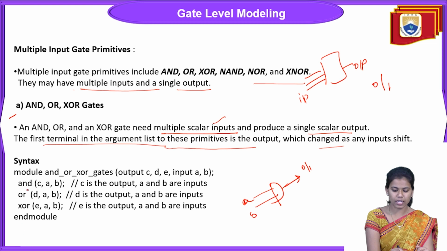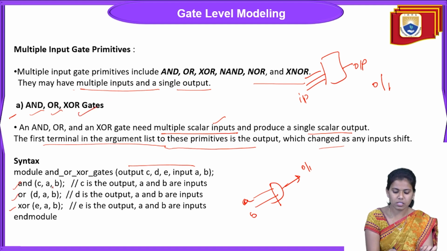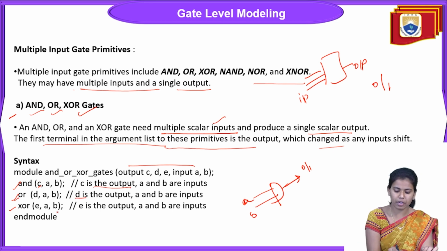So here the syntax goes like this: module AND OR XOR gates, port list, output C, D, E, and input A and B. Here I'm considering AND, OR, XOR gates with C as the output, A and B as the inputs. Always in the port list we mention the output first and then comes the input. For the OR gate, D is the output, and for the XOR gate, E is the output, A and B are the inputs. And I'm ending up with this module.